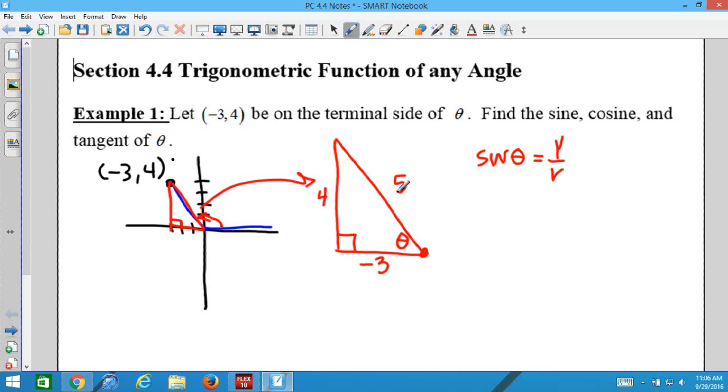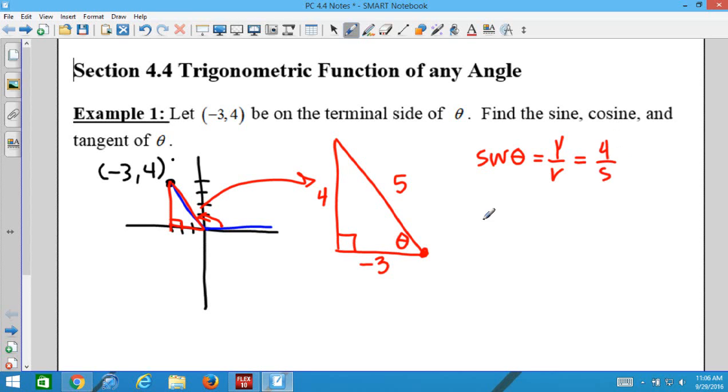Wait, I thought we just said sine was y. It is y over r. Oh, you're saying just y? Because the radius is always 1. Right, right, for the unit circle. This is not the unit circle. Okay. So we're going to put, what, 4 over 5?